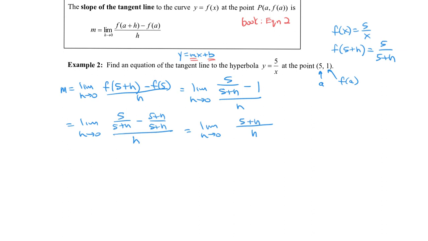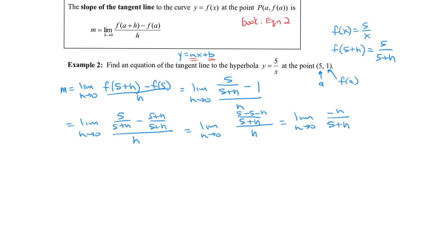So I can put the numerators together, 5 minus this combination, right? So this negative is going to distribute through. So now the numerator is going to be 5 minus 5 plus h, which cleans up a little bit. 5 minus 5 minus h is just minus h over 5 plus h.